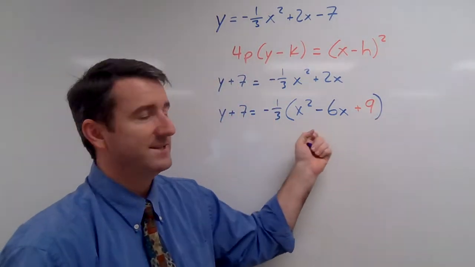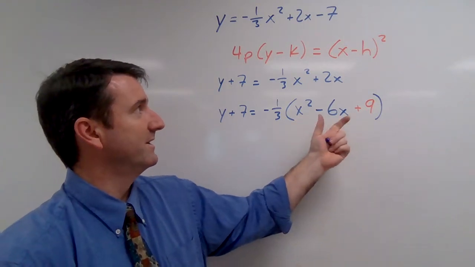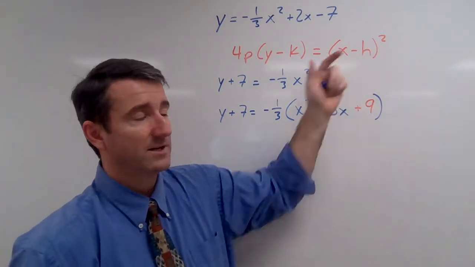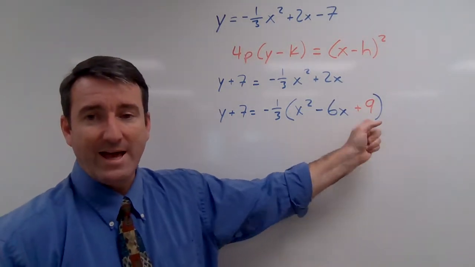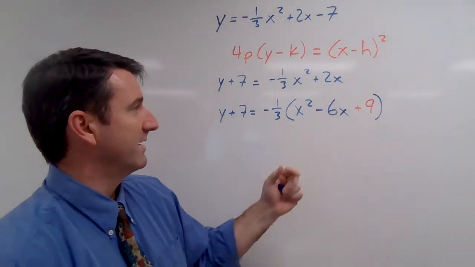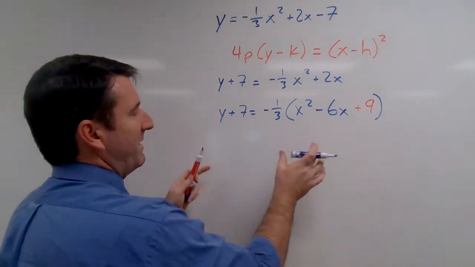And now this is a perfect square trinomial. It factors to x minus 3 quantity squared. So it's going to look like that. Now, we can't just start adding numbers to one side of an equation without doing it to both sides. So we need to balance this out.